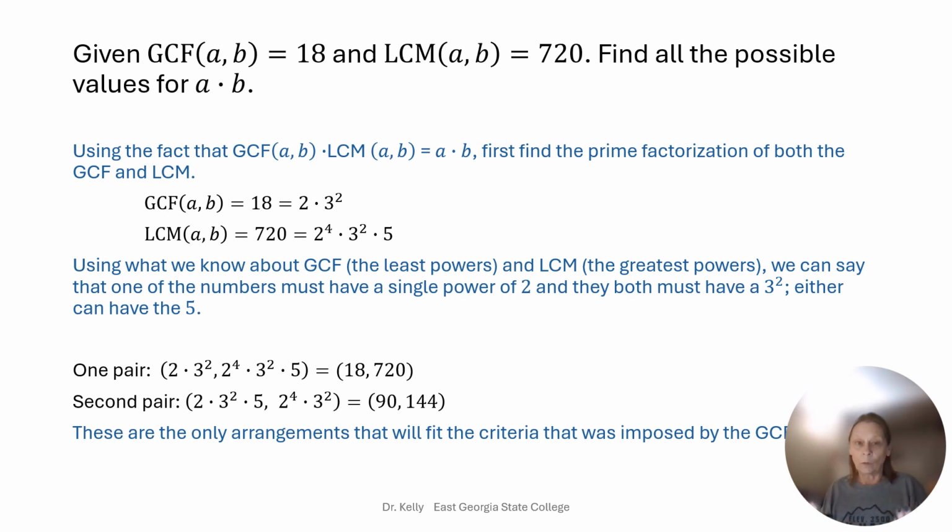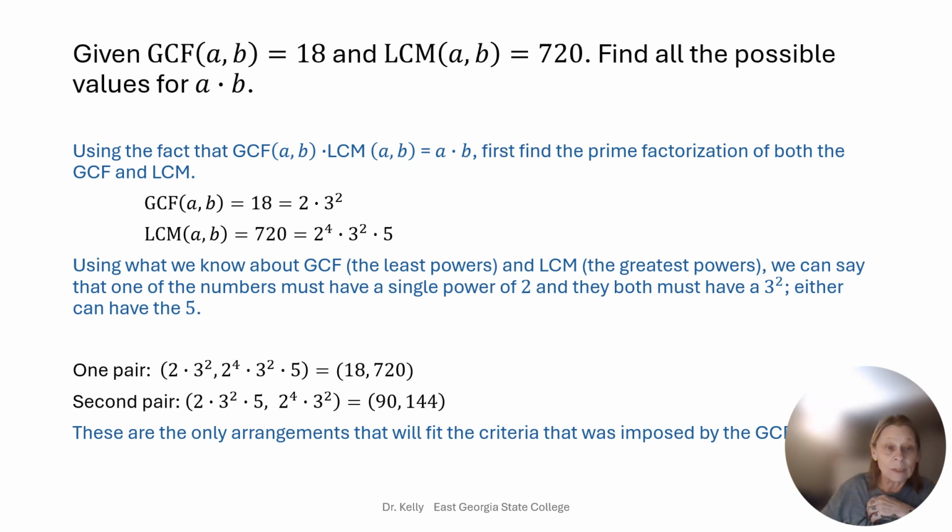So first off, we're going to find the prime factorizations, okay? Because we're going to lean on the definitions of GCF and LCM to figure this out. So I have figured out the prime factorizations of 18 and the prime factorizations of 720. Now we're going to use what we know about GCF, and remember the greatest common factor is the least powers, and the LCM, which remember is the greatest powers of the prime factors. We can say that one of the numbers is going to have a single power of 2. They're both going to have 3. So let me show you why I say it.